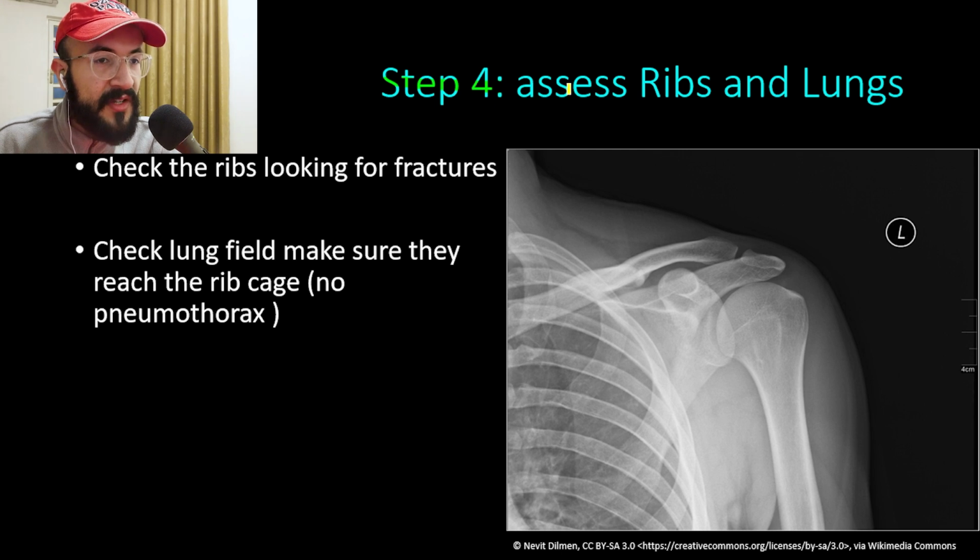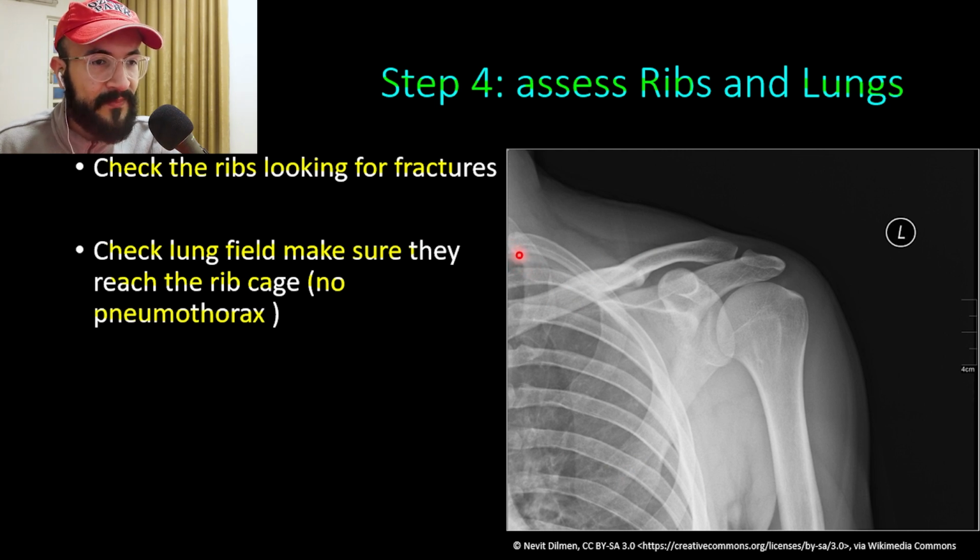So in step 4, we assess the ribs and we assess the lungs. So we check the ribs looking for any fractures, and we check the lung fields. We make sure they reach the rib cage and there is no pneumothorax, because many cases come with shoulder pain, and when you image them, you will find out that they have a pneumothorax and they don't have anything wrong with their shoulder joint.